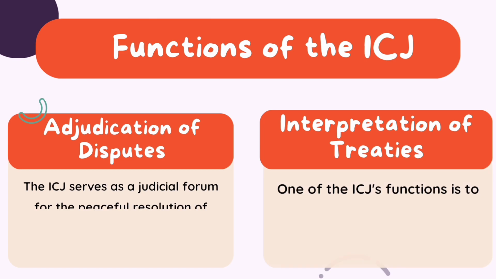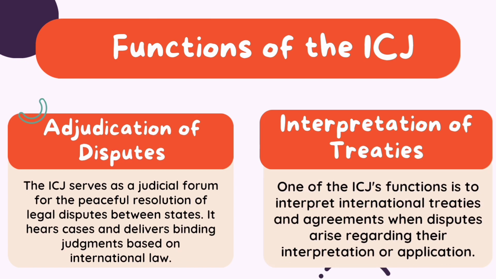Functions of the ICJ: Adjudication of disputes. The ICJ serves as a judicial forum for the peaceful resolution of legal disputes between states. It hears cases and delivers binding judgments based on international law. Interpretation of treaties: one of the ICJ's functions is to interpret international treaties and agreements when disputes arise regarding their interpretation or application.